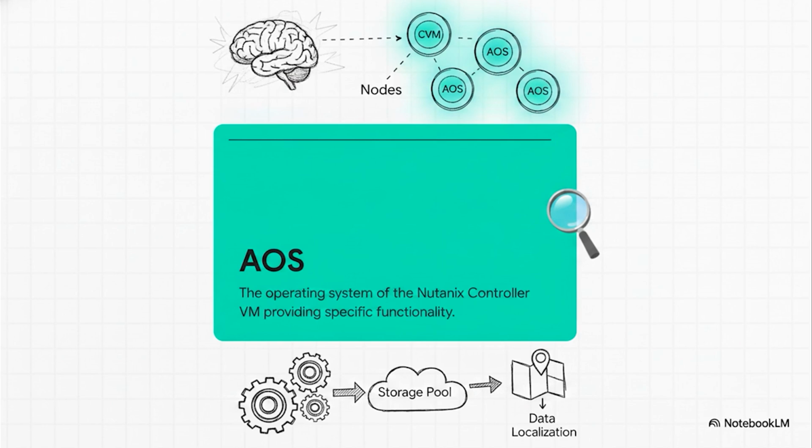And that brings us to our first core definition, AOS, or the Acropolis Operating System. AOS is literally the brain of the Nutanix cluster. It's the operating system that runs inside the Nutanix controller VM, or what we usually just call the CVM. Every single node in a Nutanix cluster absolutely must have a CVM running AOS. This is what provides all of that Nutanix-specific magic: the data localization, the storage pooling, basically everything that makes the infrastructure invisible.